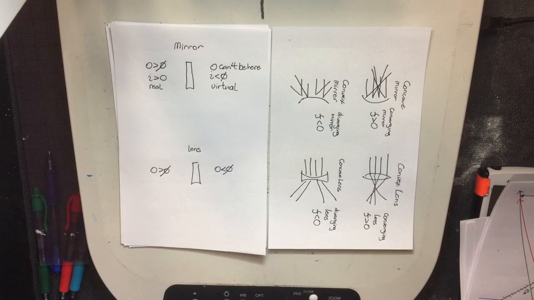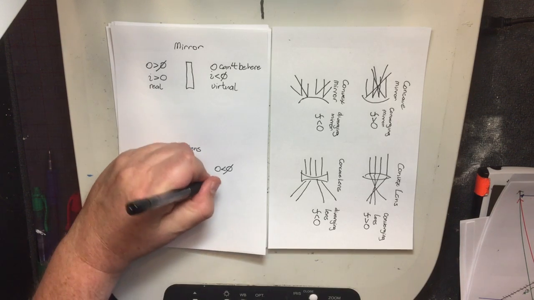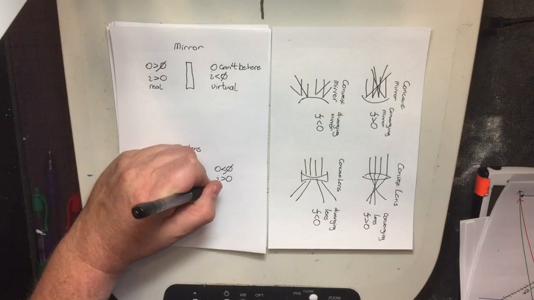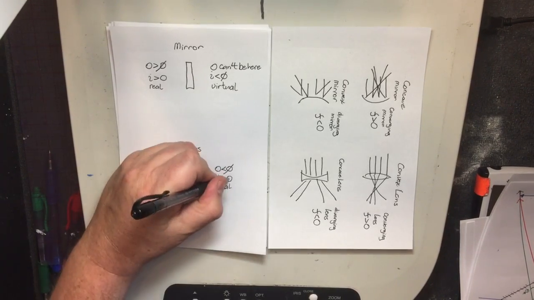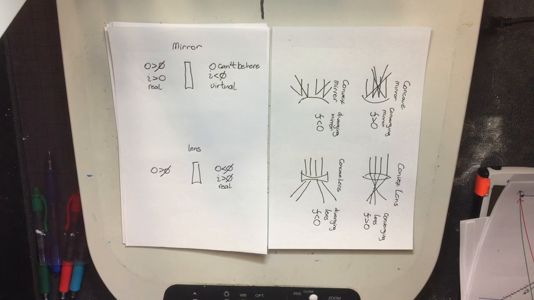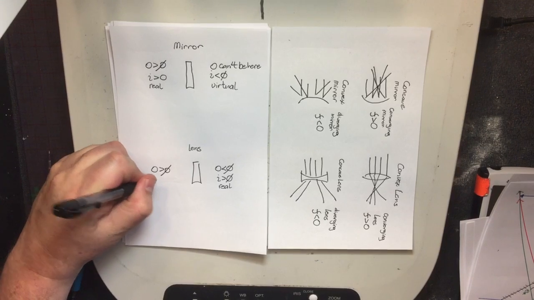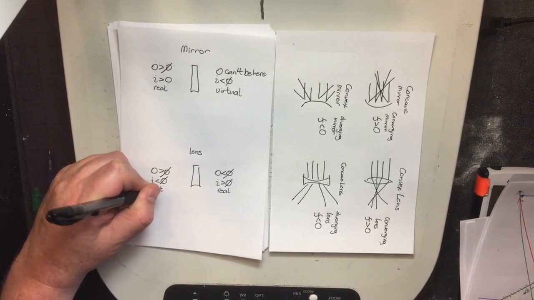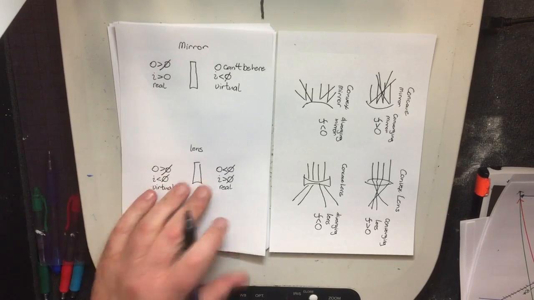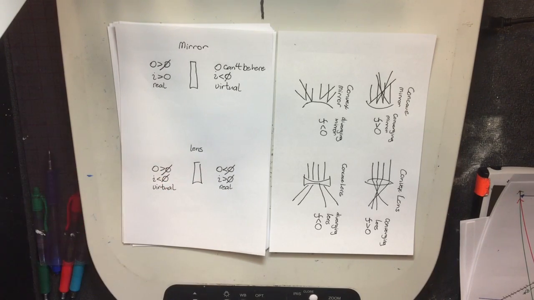Now with lenses, it's opposite. If the image is to the right of the lens, it's real. You could focus light on a piece of paper and you could see the image. If the image is to the left, it's virtual. So those are opposite.